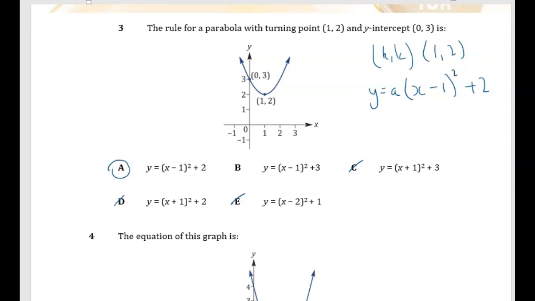The value of a here, sorry, a different a to answer A, is looking at whether it's been made wider or narrower or reflected. You can see it doesn't really matter in this question, but if there was a value of a, to find it, you just substitute in another point. We've already substituted in 1, 2 for h and k, and now we just substitute in 0, 3. So y being 3 and x being 0. So -1 squared is 1. So a times 1 is just a.